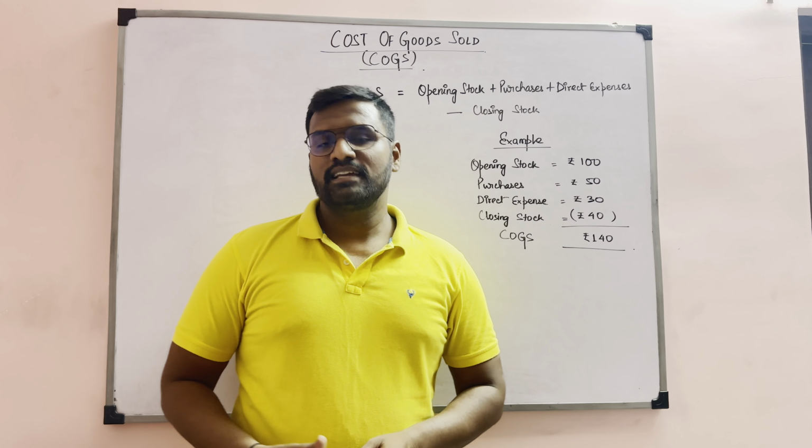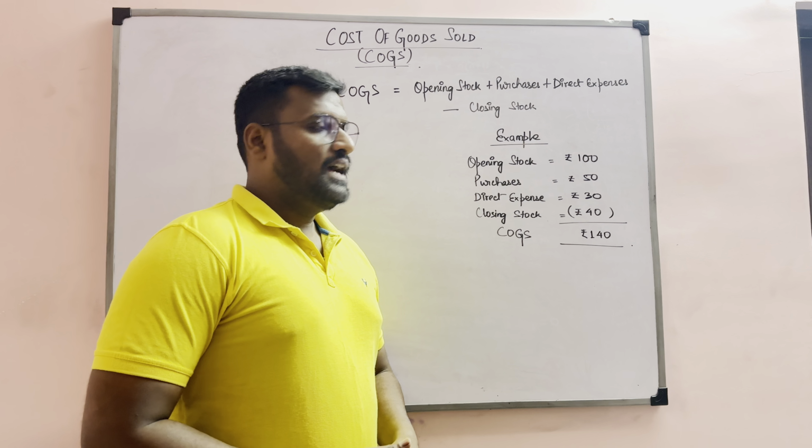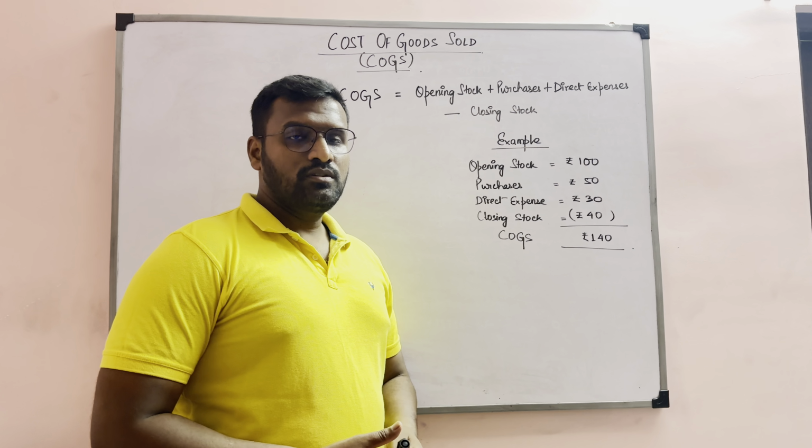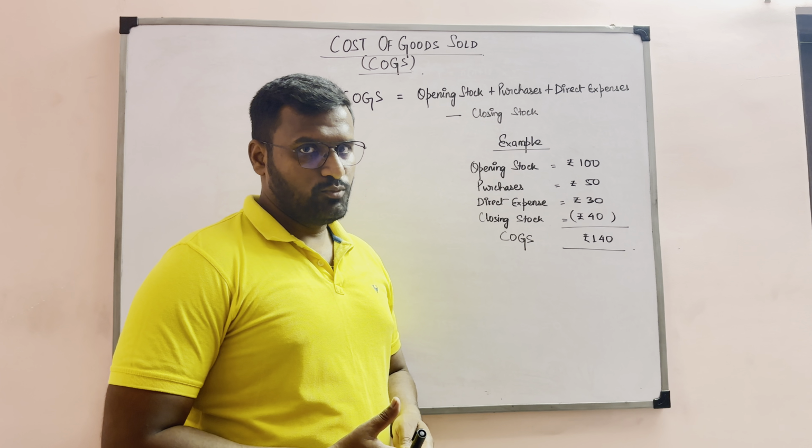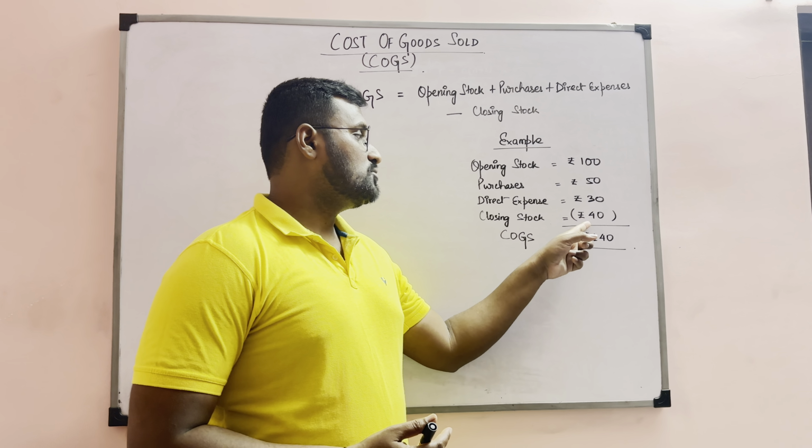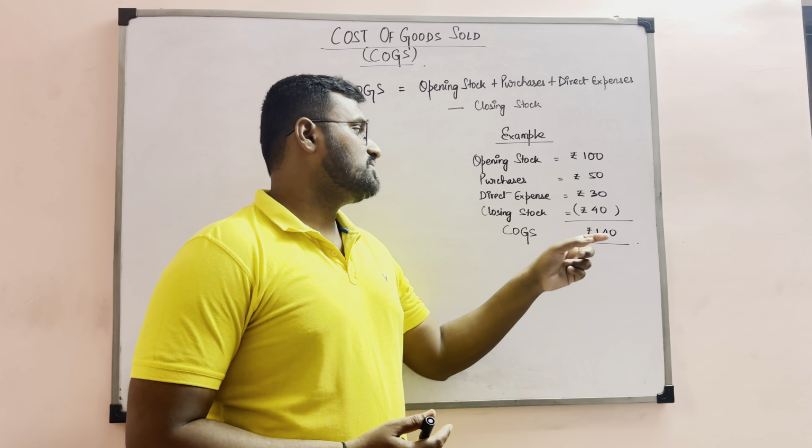Let's take an example to understand this. Let's say we take opening stock as rupees 100, our purchases being rupees 50, and the direct expenses incurred for those purchases being rupees 30. So if we add all three, it comes to 100 plus 50, 150, plus 30, rupees 180. And from that, we subtract the closing stock, which is not being sold at that moment. And therefore, we subtract that rupees 40, and 180 minus 40 gives us rupees 140 as our cost of goods sold.